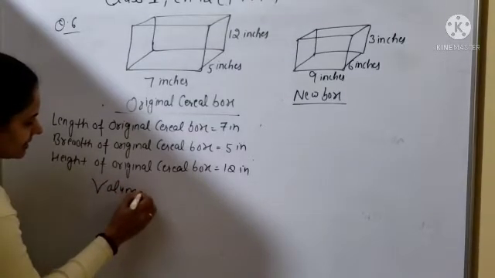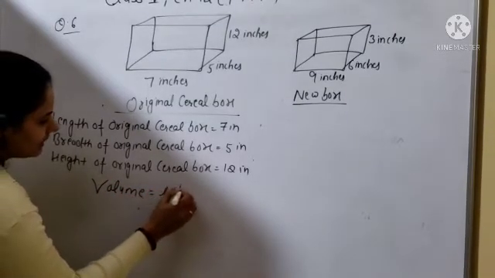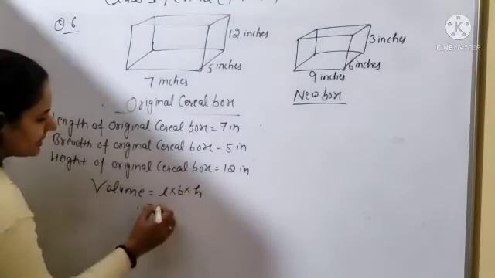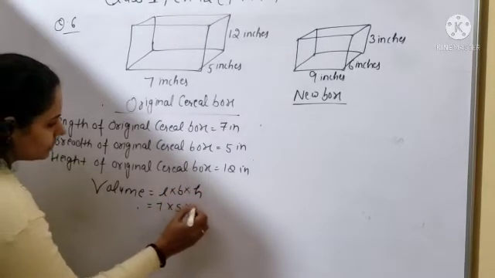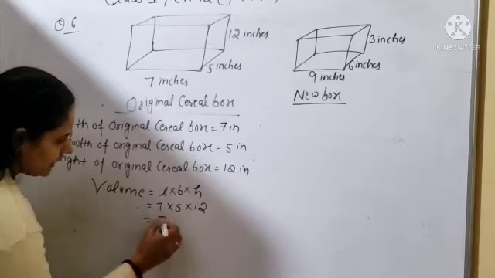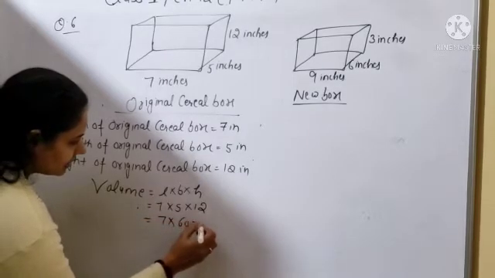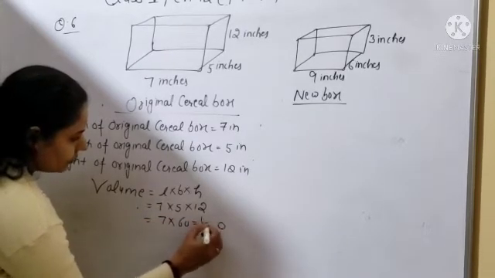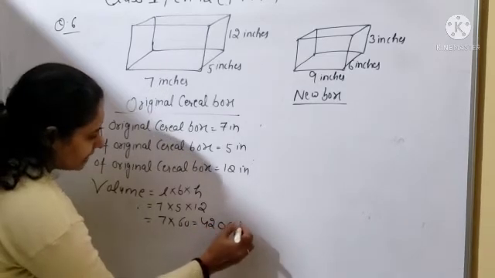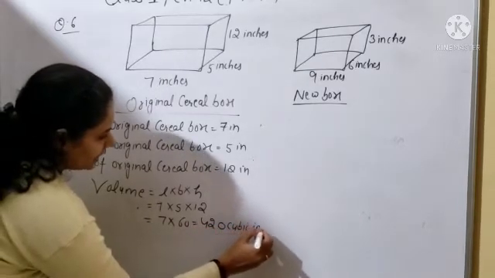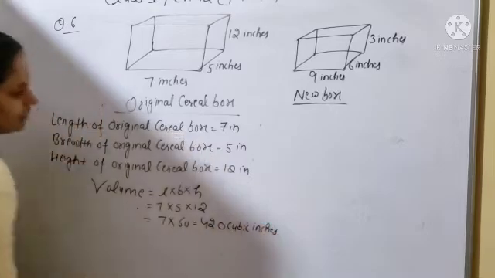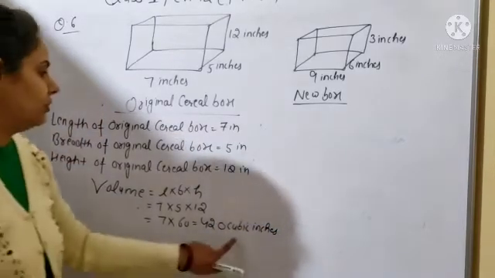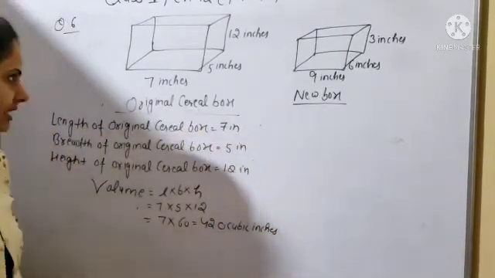Volume of the original cereal box will be length into breadth into height. So it will be 7 into 5 into 12. Okay. So 7 into 12, 5 is 60. So 420 cubic inches, because volume will be already in cube. Cubic unit will be in cubic meter, centimeter, inches, whatever it is given.